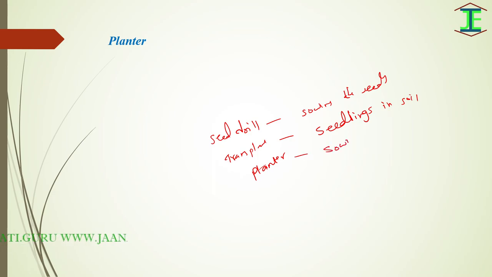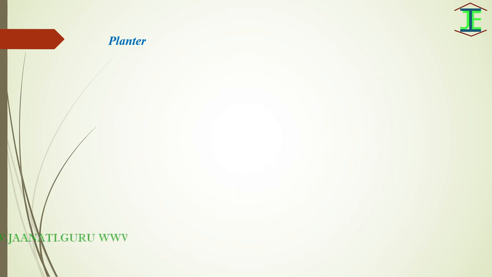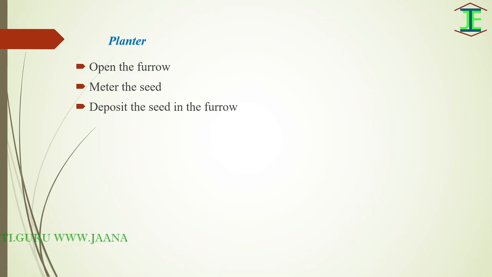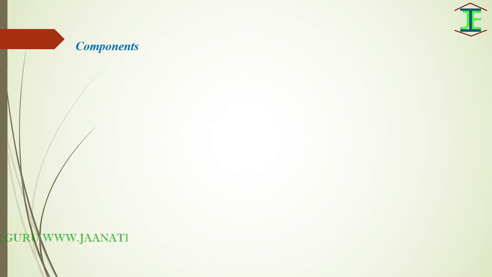Planter. Planter is used for sowing large size seeds. So seed drill, planter is same. They sow the seeds, but planter is used for sowing the large seeds like potato. So planter. Functions of planter is to open the furrow, to meter the seed, to deposit the seed in the furrow, and to cover the seed and compact the soil.